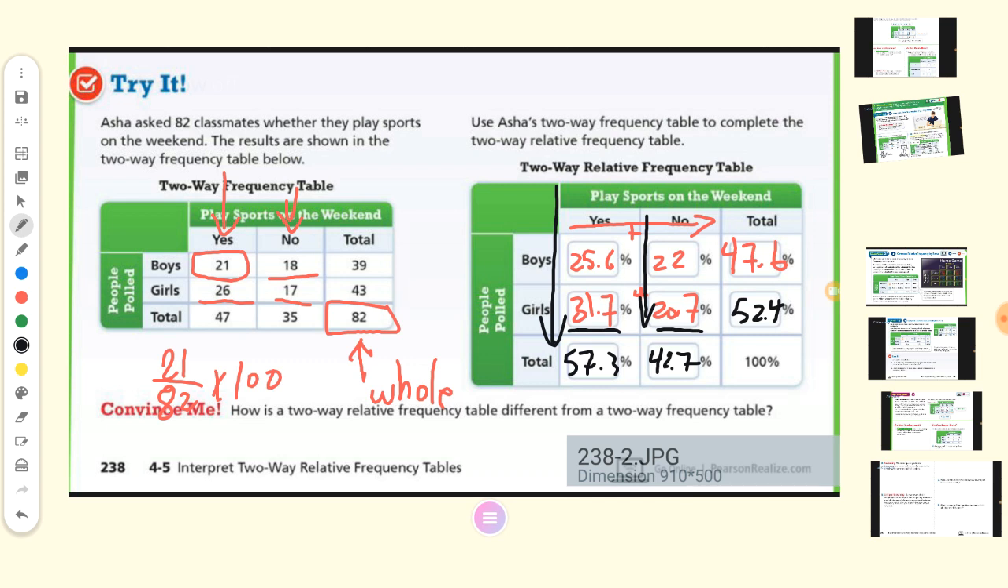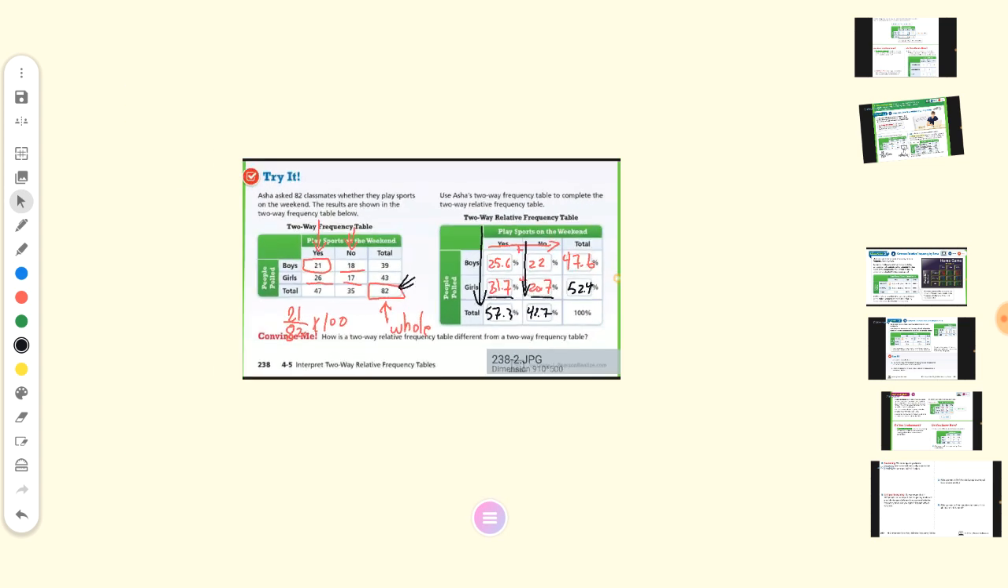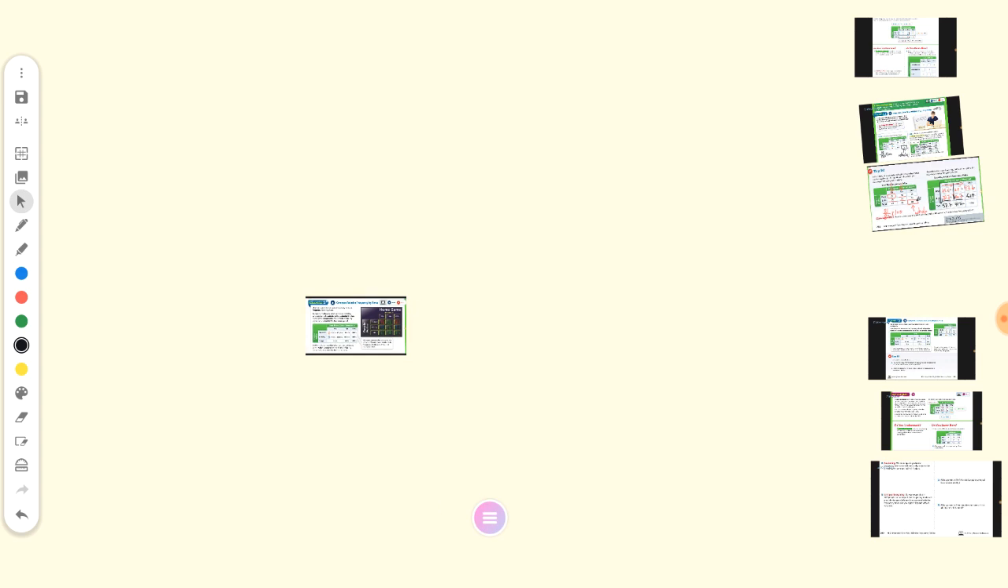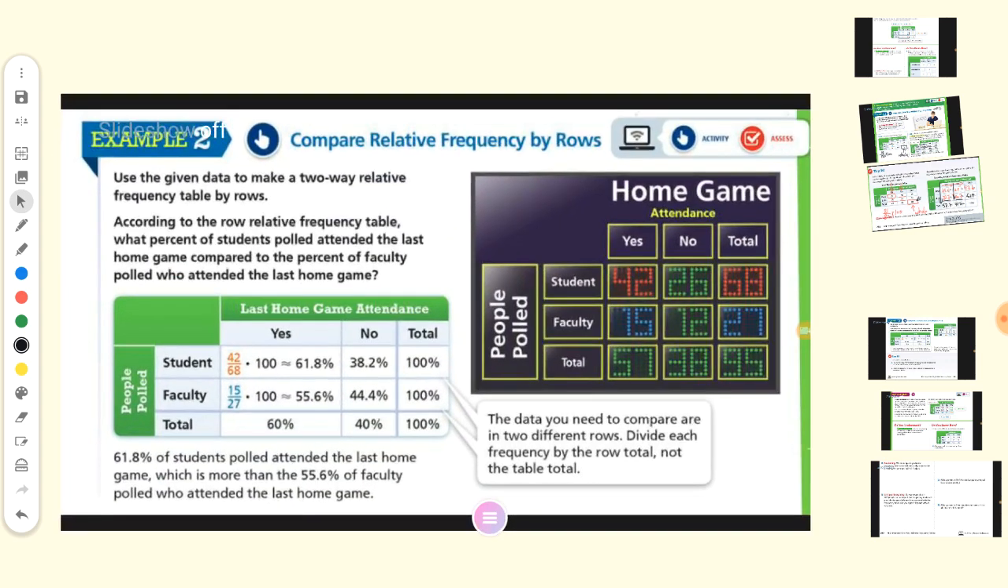Okay? Okay. I have another way. Actually, we study now how to convert with respect to the total number of surveying peoples or populations, as we said, which is 82. But we can make it with respect to another thing, which is we can make the percent with respect to rows.